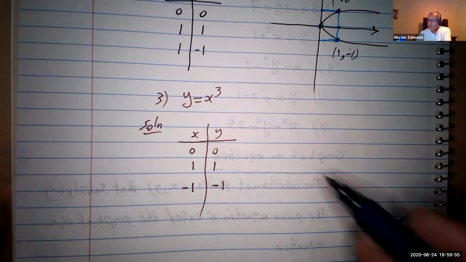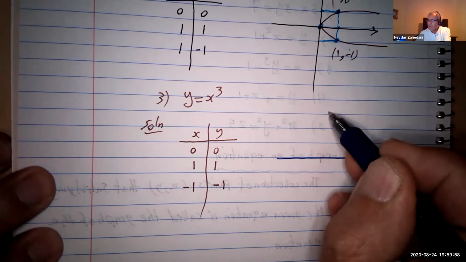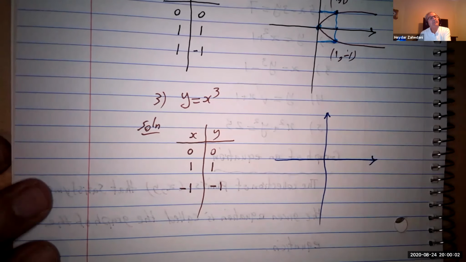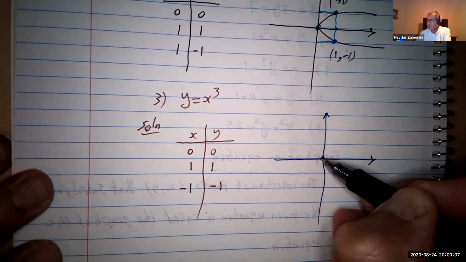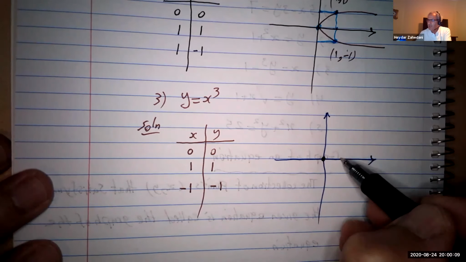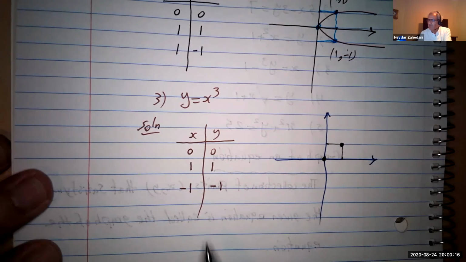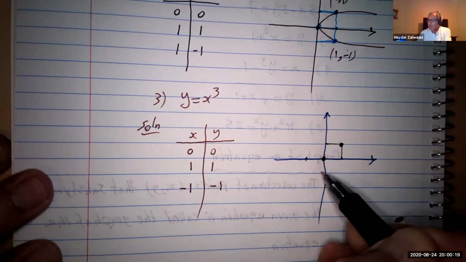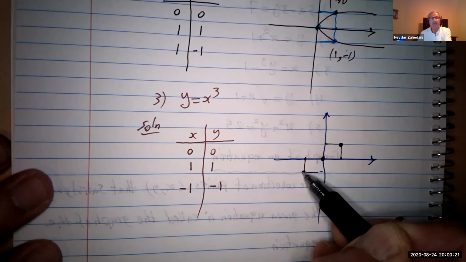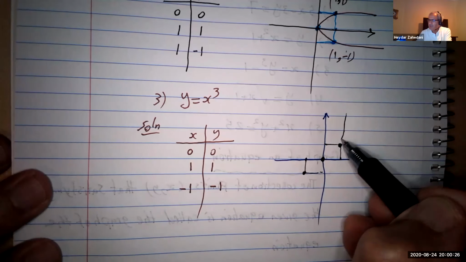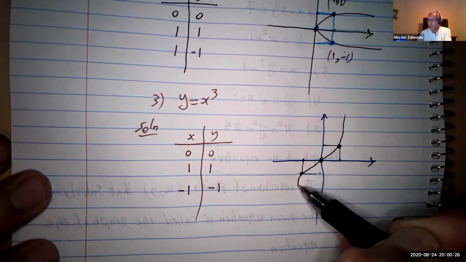So if you graph this part, this is going to be the case. So we have a 0, 0 again. You have the 1, 1, and then you get negative 1 and negative 1. Now you're going to connect them together. If you connect them together, this is going to be the graph of your function.